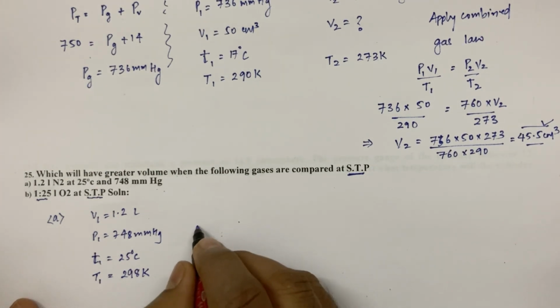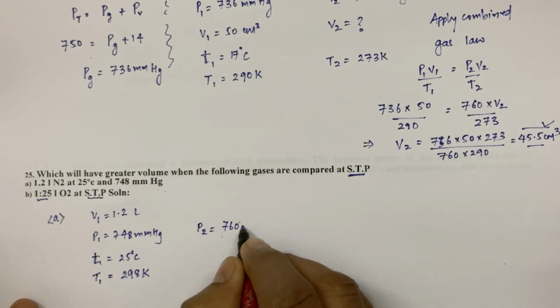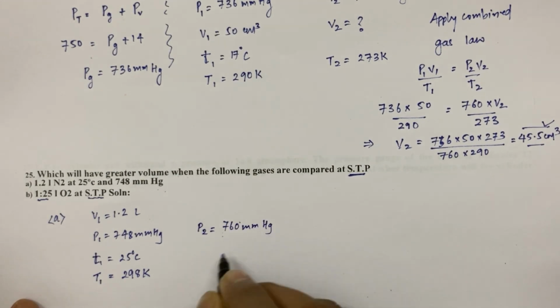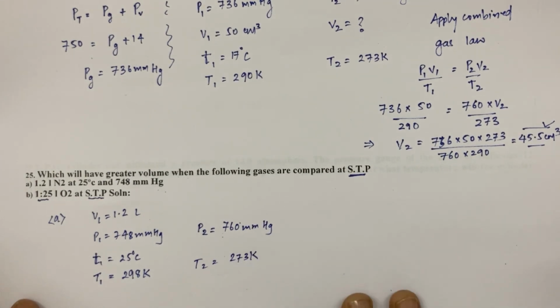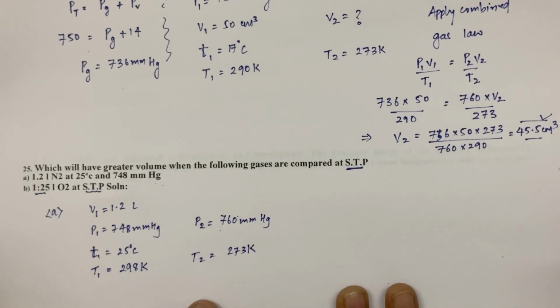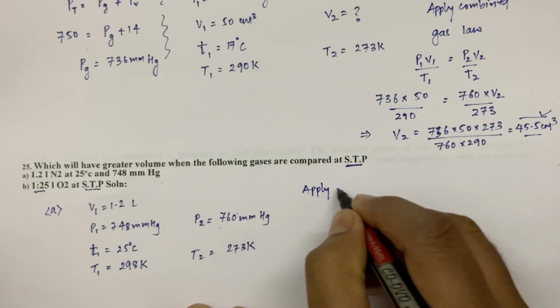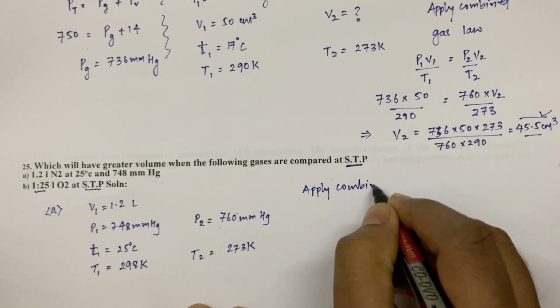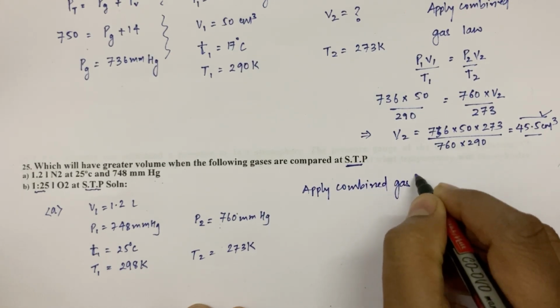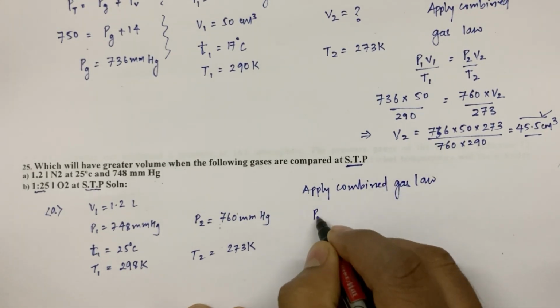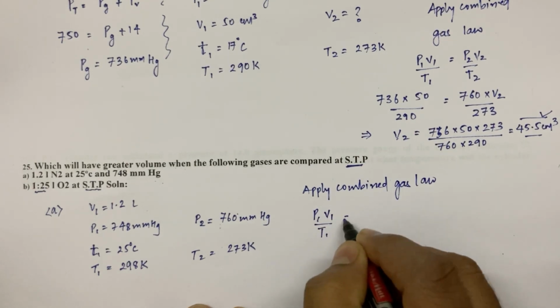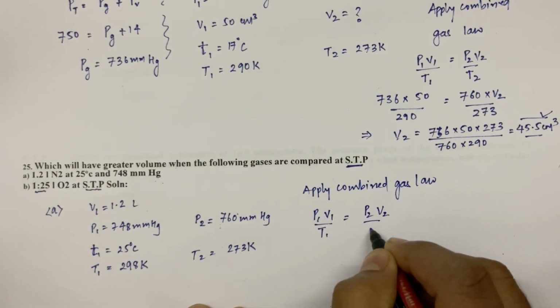Now they have asked us to compare it at STP. So P2 will be equal to 760 mm Hg and T2 will be equal to 273 Kelvin. So at this temperature we have to compare. Now how will we compare? See, apply combined gas law. P1 V1 upon T1 equals P2 V2 upon T2.